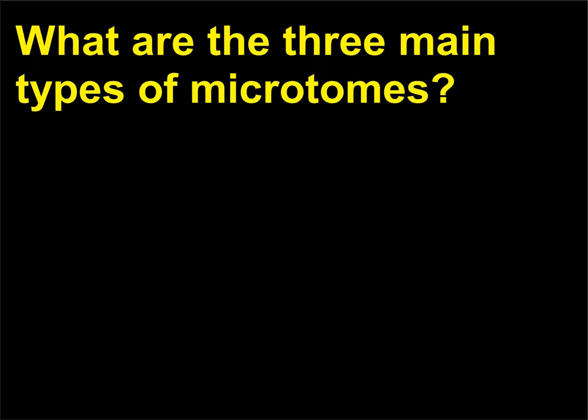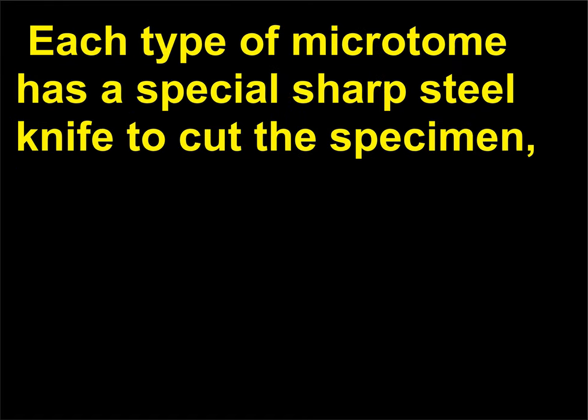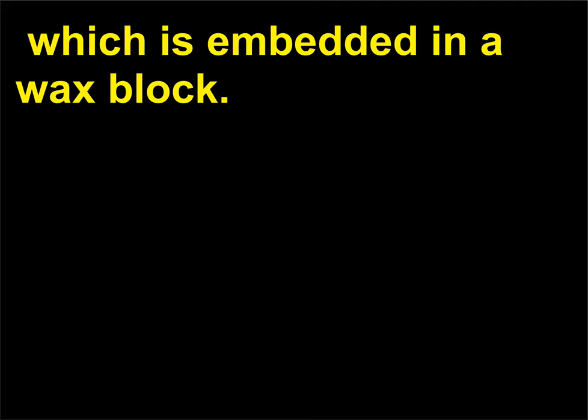What are the three main types of microtomes? The three main types of microtomes are the rocking, the rotary, and the sliding microtome. Each type of microtome has a special sharp steel knife to cut the specimen, which is embedded in a wax block.